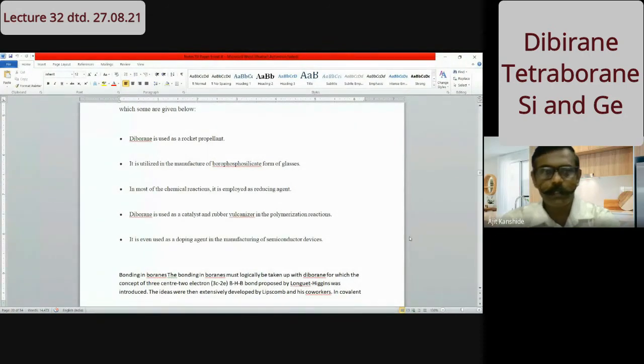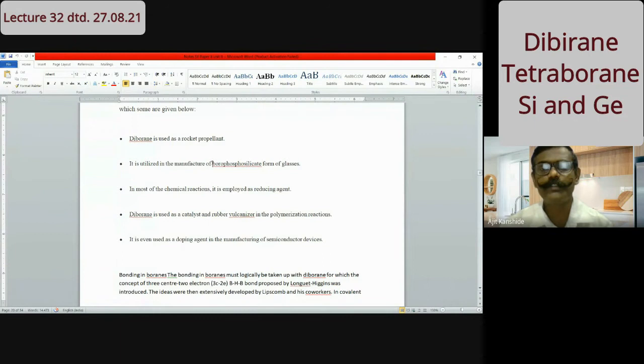So let us begin our today's discussion with the applications or importance of diborane. First application, diborane is used as rocket propellant. It's a fuel whose reactions remain highly exothermic, and accordingly the energy that the rocket will get. For the propulsion of a rocket, fuel is necessary. Instead of saying fuel, the proper scientific word is propellant. Diborane is used as propellant.